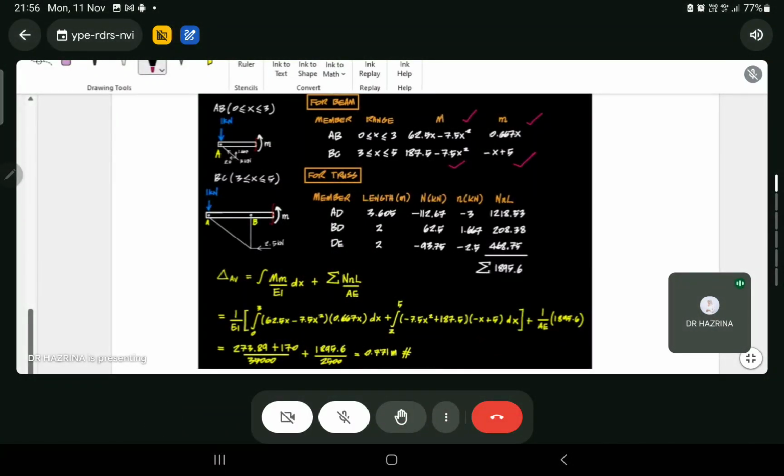So untuk truss, so you ada member AD, BD dan DE. So you need to get what is the length correctly. And N kita dapat macam cara guna method of joint tadi lah. So you calculate everything. And finally you kena masukkan dalam this equation. And finally you akan dapat what is the value, which is 0.771 meter. So dia punya konsep macam tu.